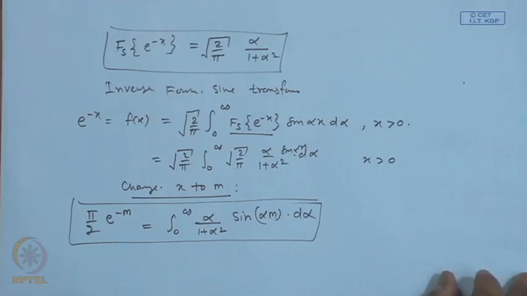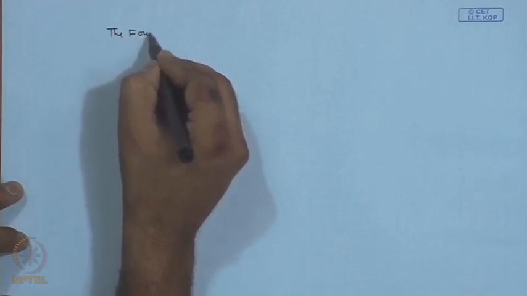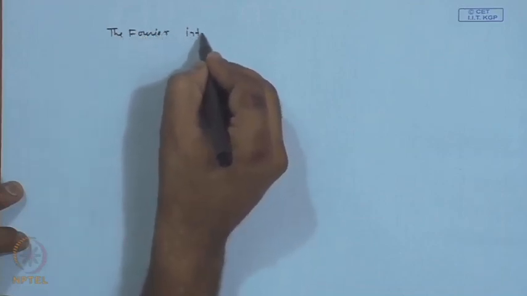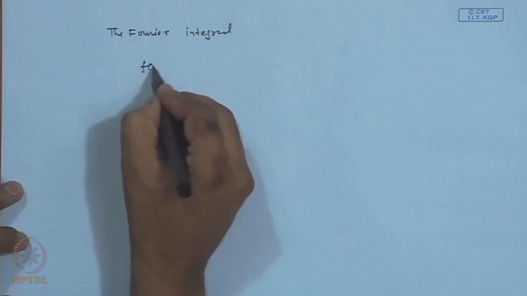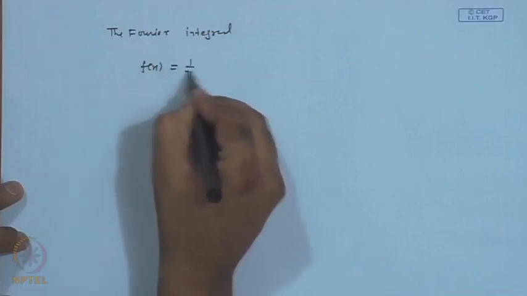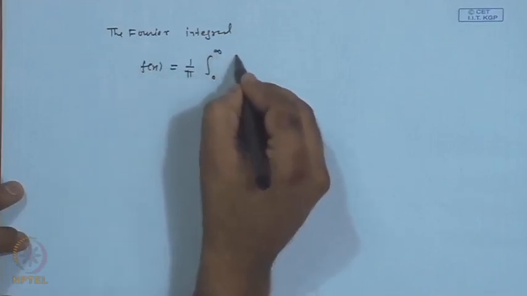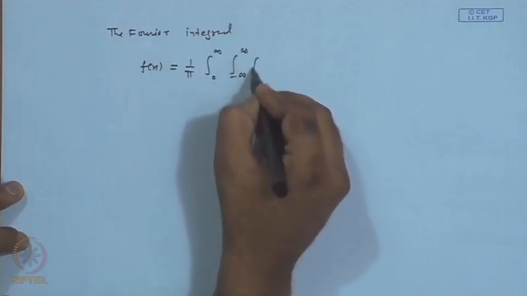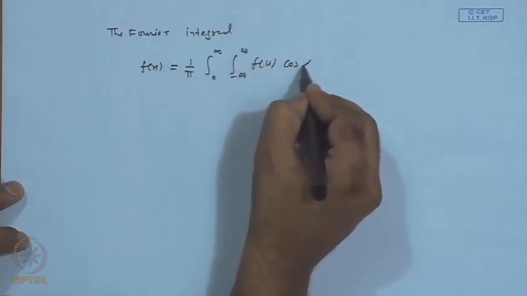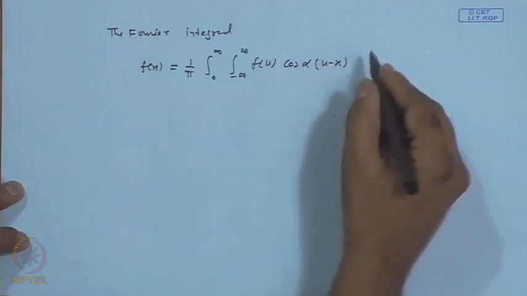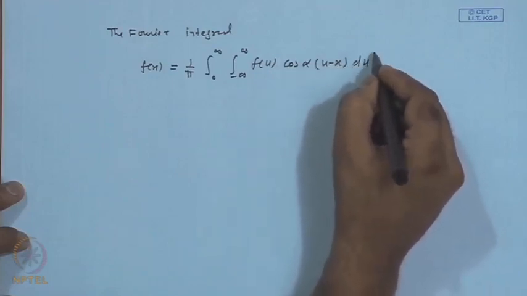Okay, so we now proceed to define the Fourier transform. So, for that we will again start with this Fourier integral, that is the fundamental concept we have. So, we got this Fourier integral, and that was this f x is 1 over pi, integral from 0 to infinity and integral from minus infinity to plus infinity of f u cos alpha u minus x du.